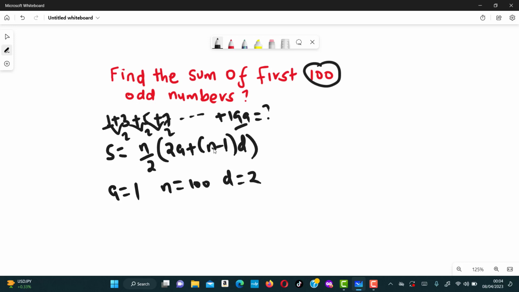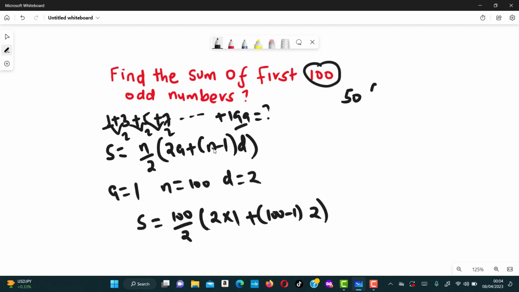Now that we have the values of a, n and d, we can substitute in. S equals 100 divided by 2 into bracket 2 times 1 plus (100 minus 1) multiplied by 2. We shall have 50, which is 100 divided by 2, into bracket 2 plus, this is 99 times 2, which is 198. This gives us 50 multiplied by 200, and that gives us 10,000.